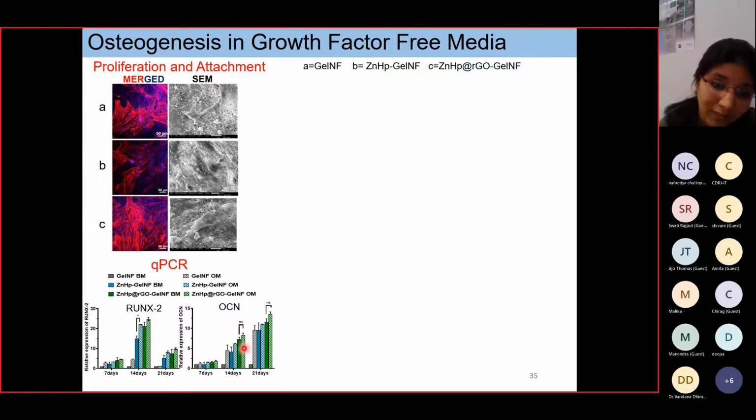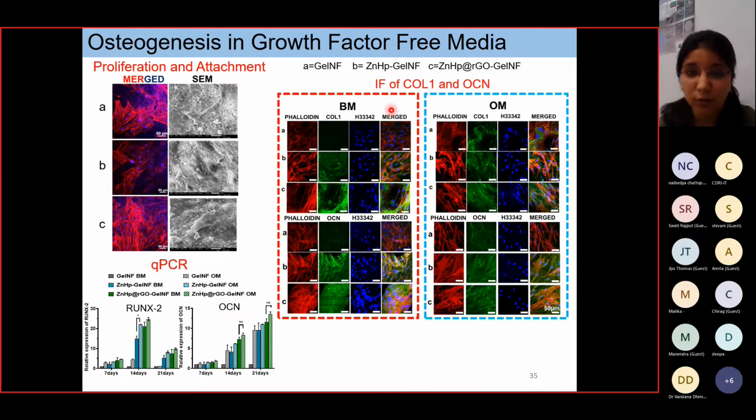And there was no significant difference between the basal and the osteogenic media. Although the osteogenic media had a higher value, the significant difference was very low in the case of the zinc HP and RGO gelatin nanofiber systems, which was further confirmed using the immunofluorescence studies. In the basal media, when you look at the gelatin nanofiber systems, for COL1, you could see that there was less fluorescence, which in the osteogenic media was significantly higher. But in the case of zinc HP with gelatin and zinc HP RGO, we saw that the immunofluorescence was comparable in both the basal media and the osteogenic media.